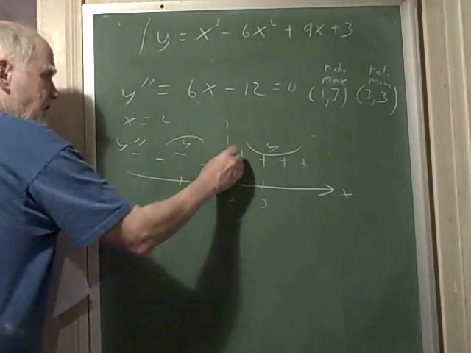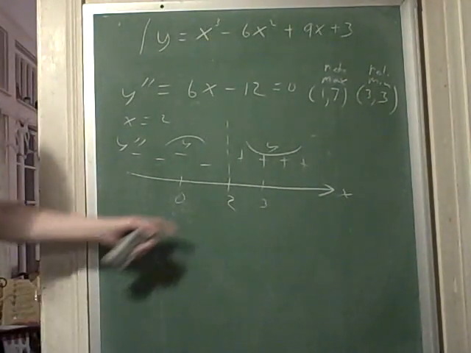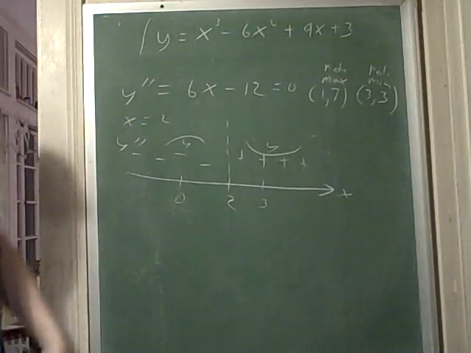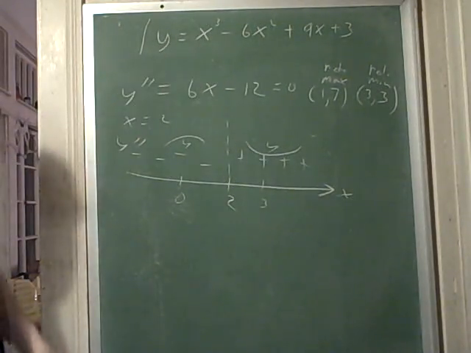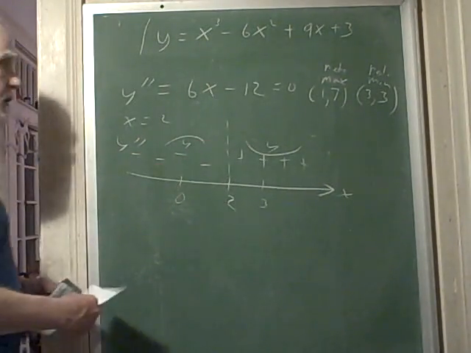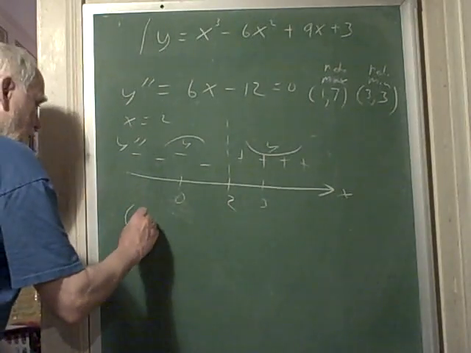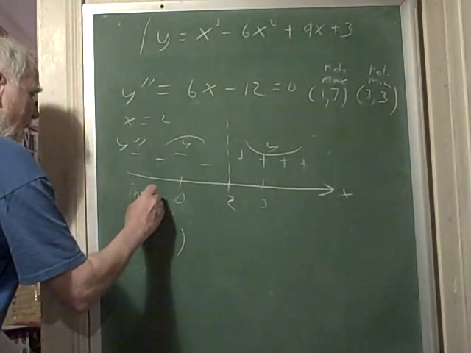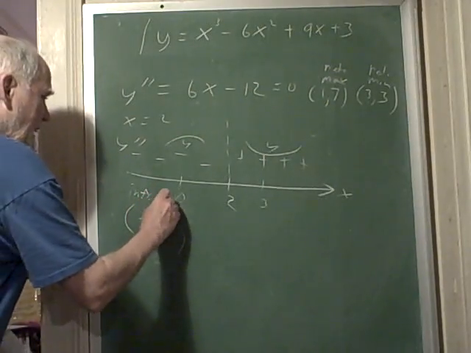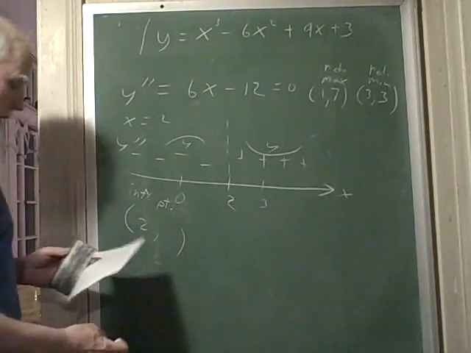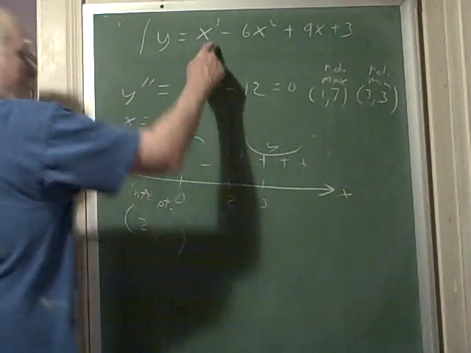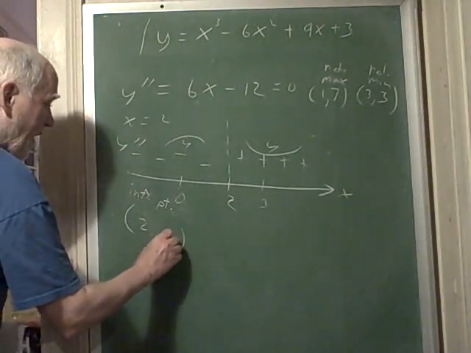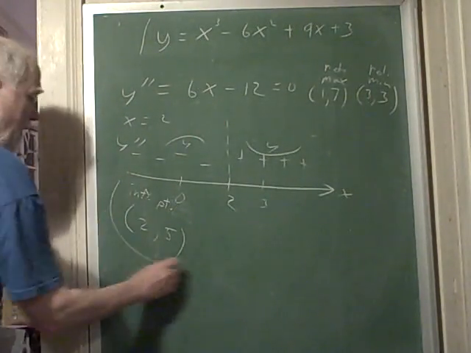And of course, since it changes from concave up to concave down, and 2 is in the domain of the function, this is an inflection point. So we have an inflection point at 2 and something. Inflection point, I'll abbreviate that, at 2 and something. And if you put 2 into the original function, you're going to get 5. Okay, so we have an inflection point.